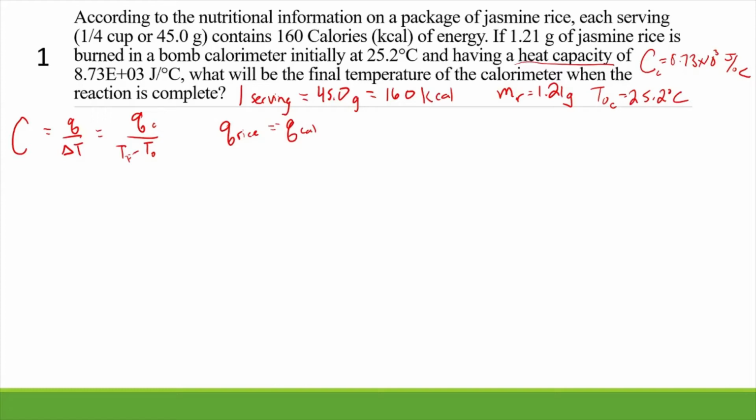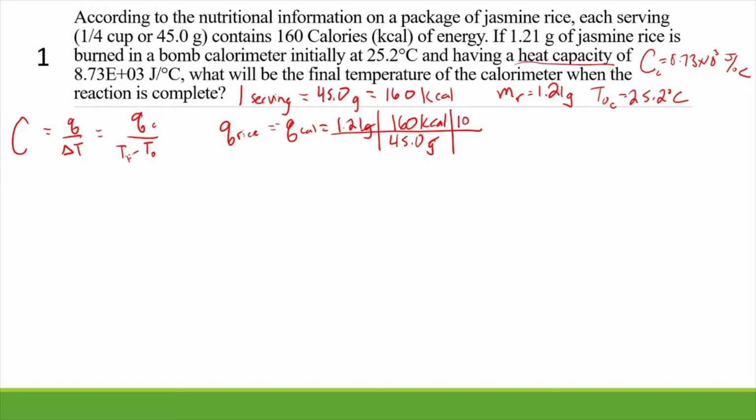So let's go ahead and get this Q rice. And we can get this right away because we're told we have 1.21 grams. And we know that there's 45 grams in one serving, and one serving has 160 kcals of energy. So now we've gotten to kcals of energy, but we need our units in terms of joules because our heat capacity was given as joules. So we need to go ahead and continue to convert from calories to joules.